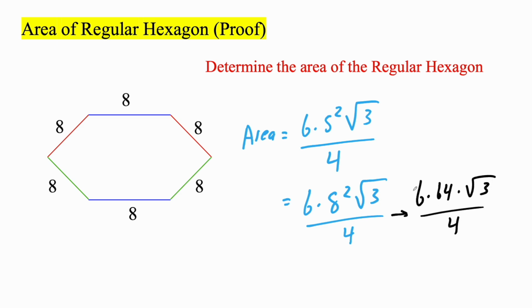Of course, we can simplify. We can divide this piece by 2, get 3. Divide this piece by 2 and get 2. Likewise, divide this piece by 2, get 1. Divide this piece by 2, get 32. 3 times 32 is 96. So our final answer, our area will be 96 times the square root of 3. So this is the area of this regular hexagon. And that's all we need to do for this problem.